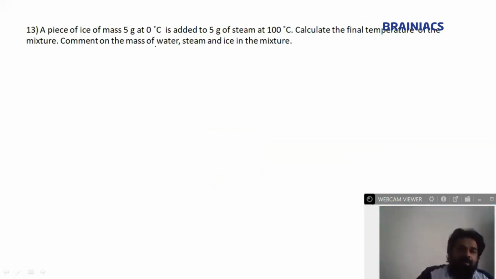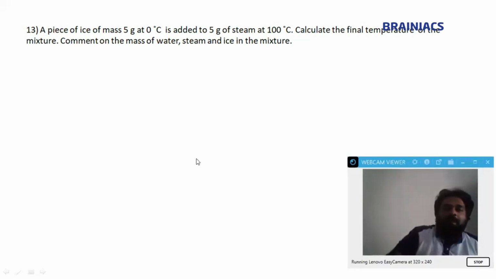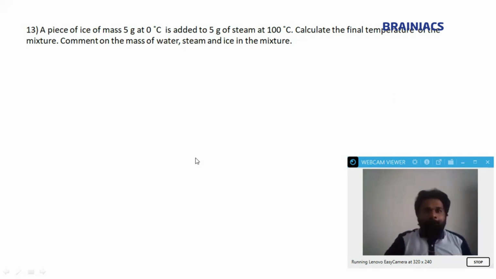A piece of ice of mass 5 gram at 0 degree Celsius is added to 5 gram of steam at 100 degrees Celsius. Okay, so here ice and steam, the other extremes. Again, same question. Calculate the final temperature of the mixture.